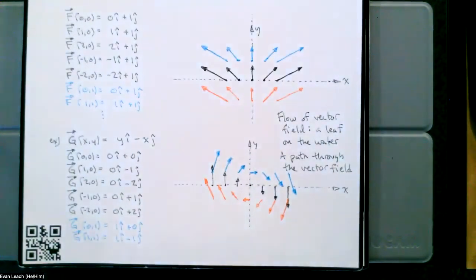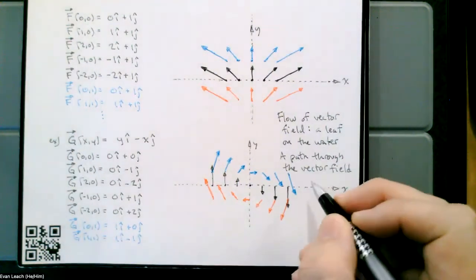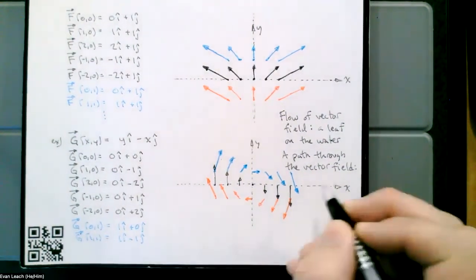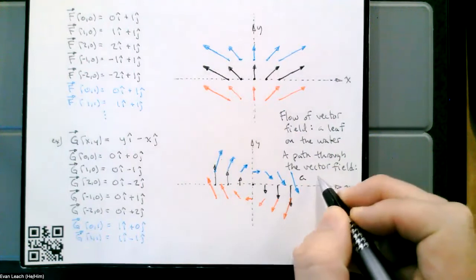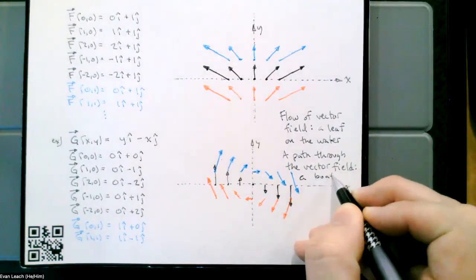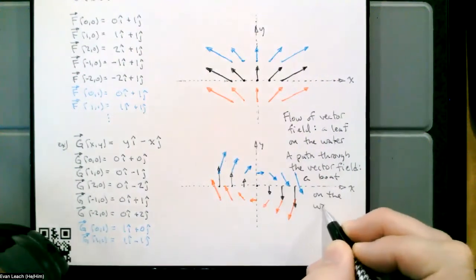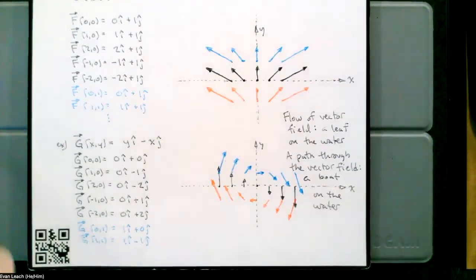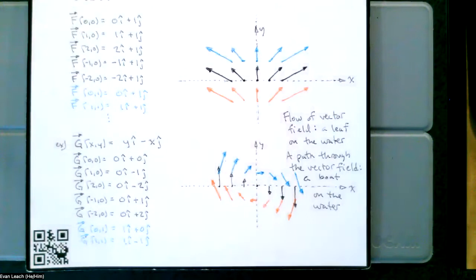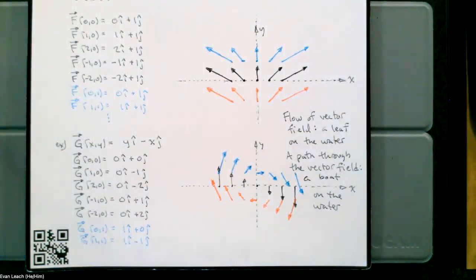If I've got two vectors, a path through the vector field, here we have a boat in the water. So now I have two vectors. How much of one vector is going in the direction of the other vector? That would be a question that we want to ask too. Any questions?